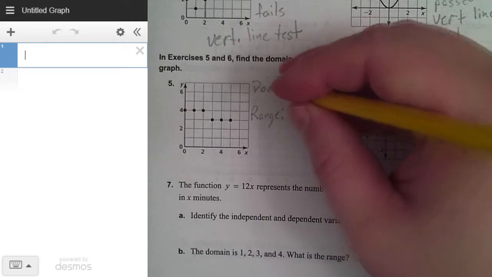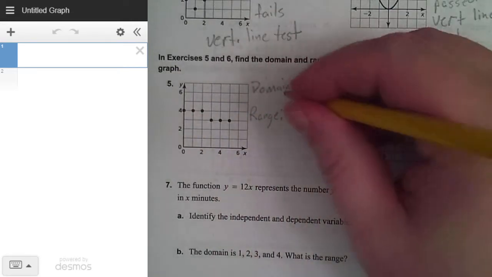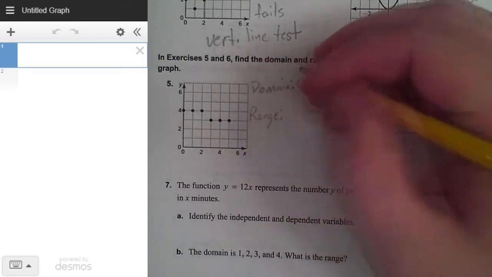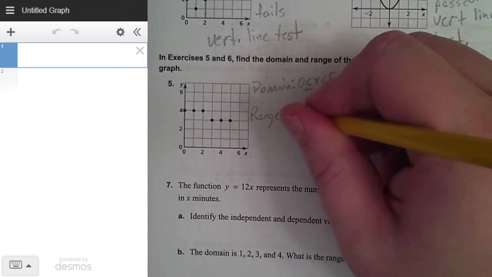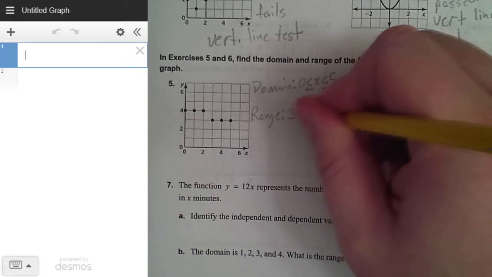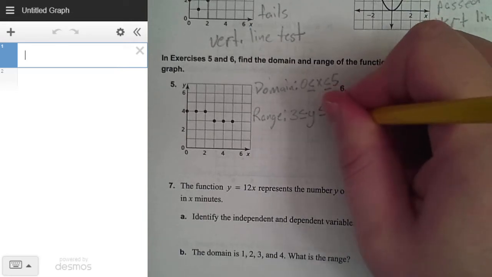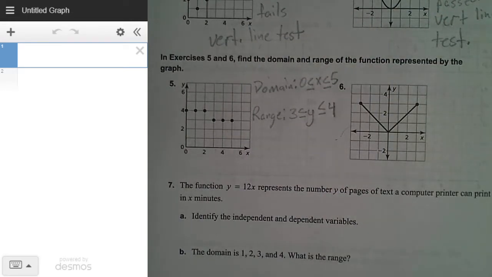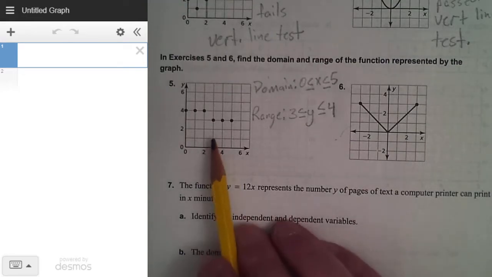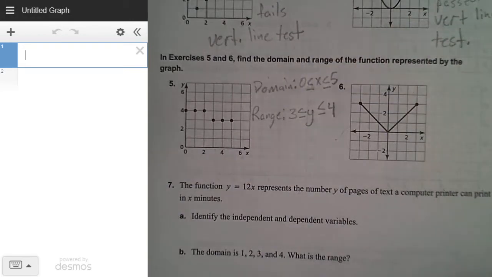So our range, we notice that there's 3s and 4s for our range. So our outputs are either 3 or 4. So our Y is either 3 or 4, between 3 and 4, and including 3 and 4, I should say. But so that's what we see there. So you can write it in that way.